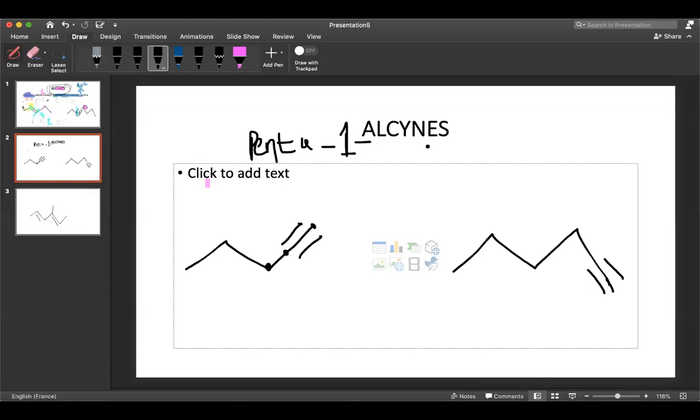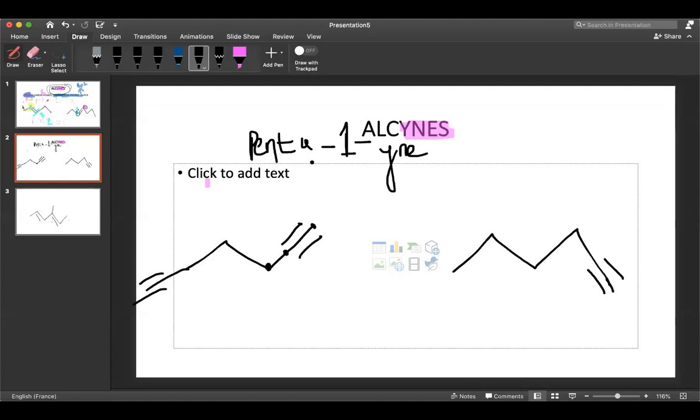Then what's the suffix? The suffix is Y, N, E. That is how you do nomenclature on alkynes. If it were a double bond, the same rules apply. If we had another triple bond, for instance on the other side, the same thing.